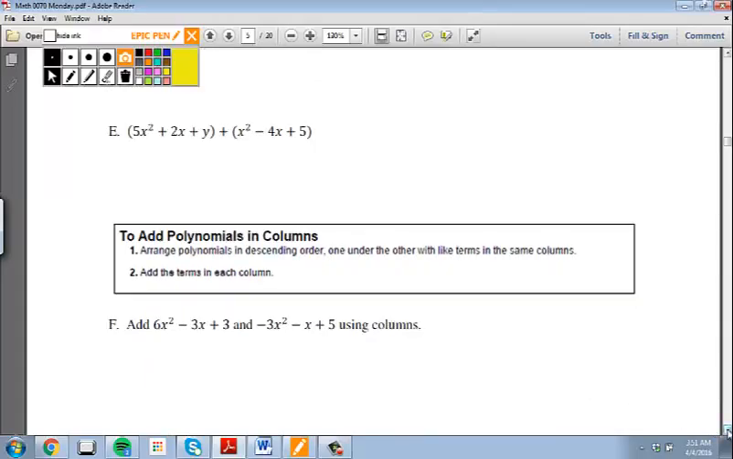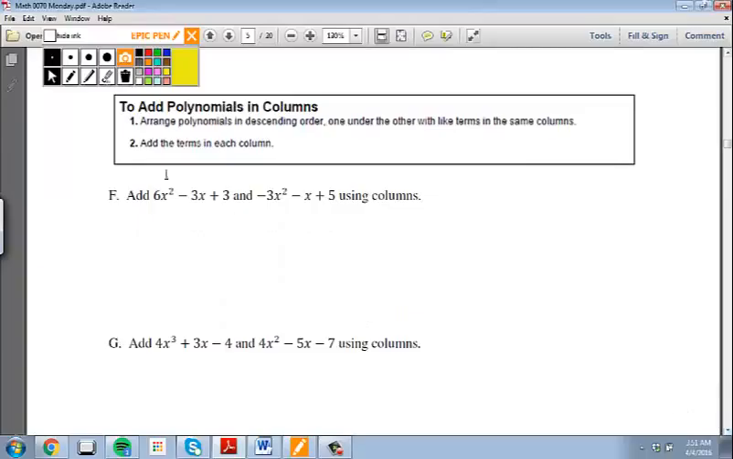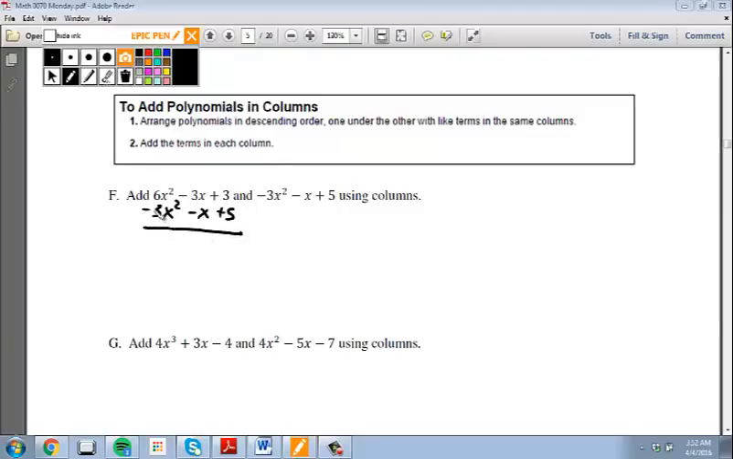Now, we're going to also try another method of just adding polynomials in columns. Some people will actually like this a little bit better. So if I'm adding 6x squared minus 3x plus 3 and negative 3x squared minus x plus 5, I can just actually write them underneath of each other. And then go 6 minus 3 is 3, minus 3 minus 1 is minus 4, and 3 plus 5, 8. Kaboom, it's done.